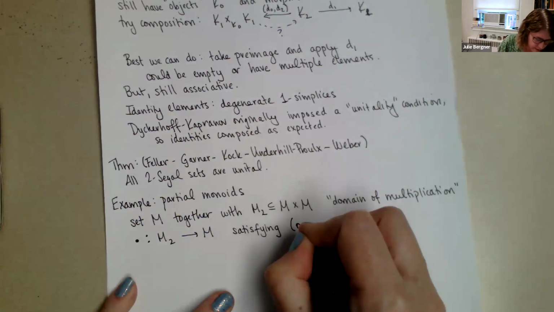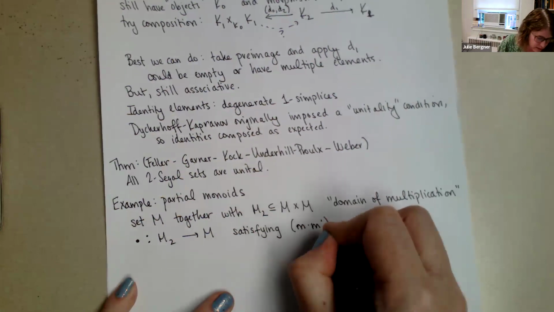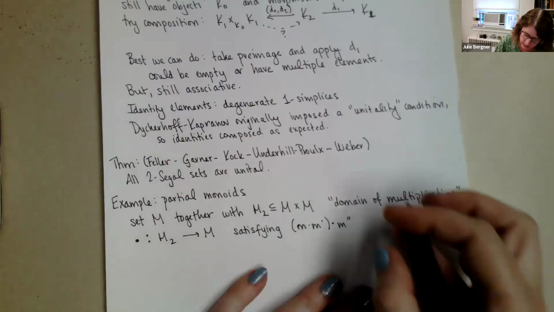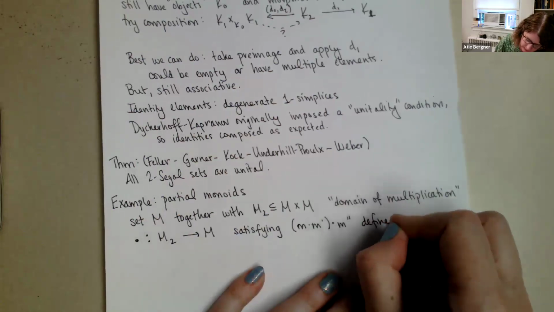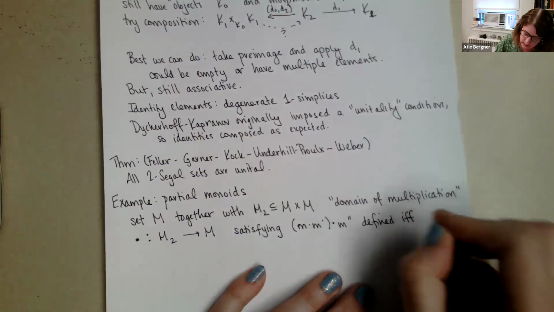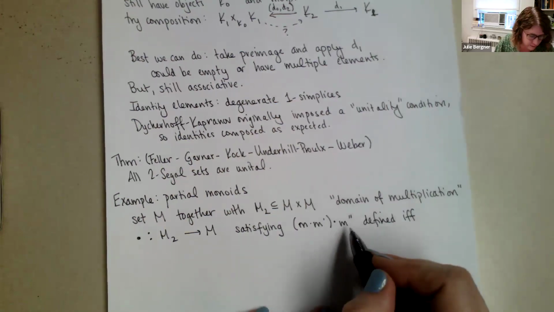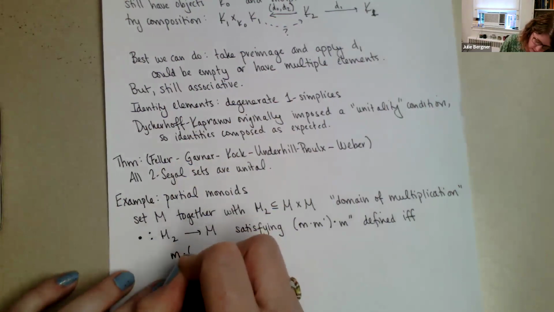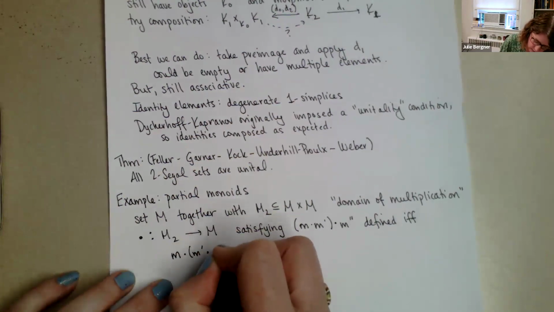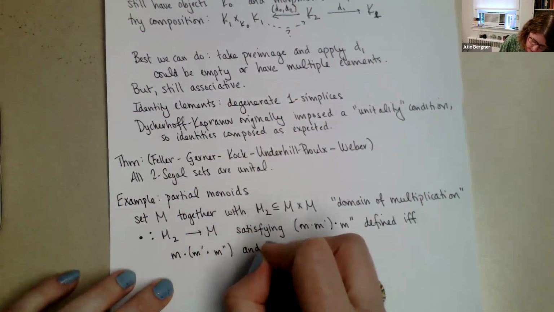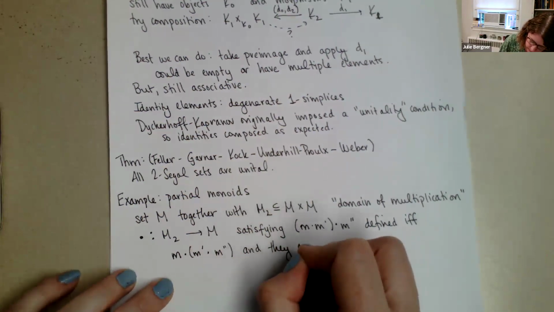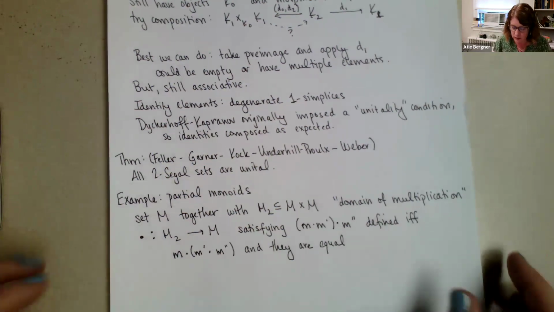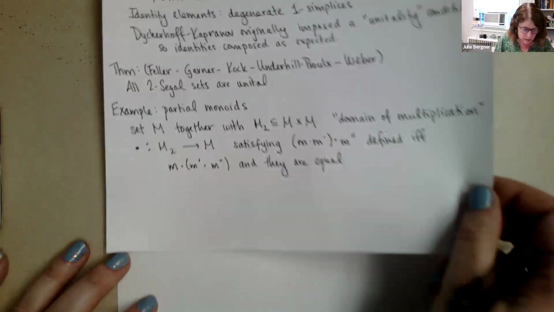So if I have M times M prime times M double prime is defined. So sort of one side of associativity is defined if and only if the other one is, and they are equal. So again, this is sort of the best you can do with associativity if you don't always have composition.